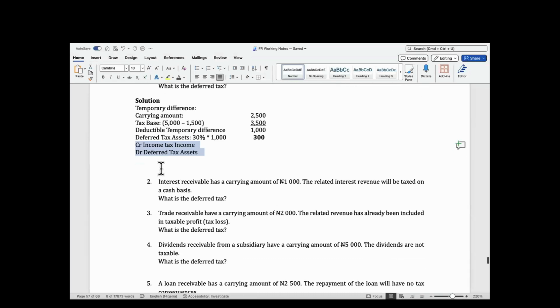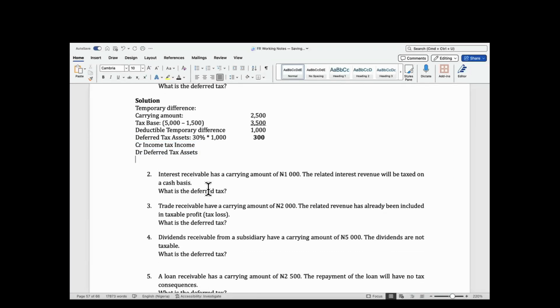You're welcome. Let's look at further questions. Now, in this case, they are talking about not a machine anymore, but interest receivable. When you have interest receivable, we are talking about interest that you have not received, but which you will receive. So the interest receivable amount, they told us, in our books is 1,000.